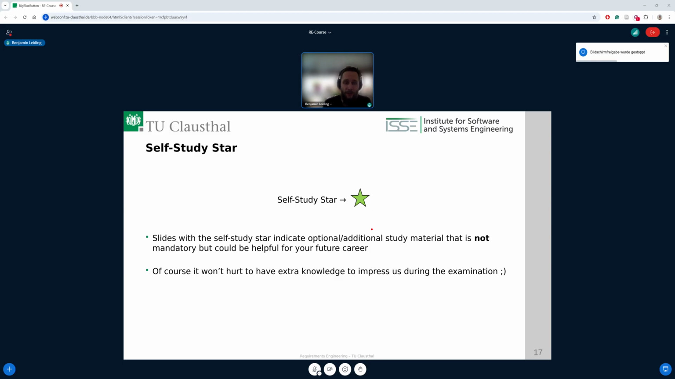Some material in our lecture slides has this green star, the self-study star. That content is optional or additional and not mandatory for the examination. However, we felt compelled to include it in the lecture material because it might be beneficial for your future career. If you want to work in the industry, if you want to even potentially become a requirements engineer, this might be helpful for you. So read it, that probably won't hurt. And if you don't have the time, or if you're just not interested enough in requirements engineering, then you can also ignore it. Of course, we encourage you to have a look, but if you don't want to, it's fine.